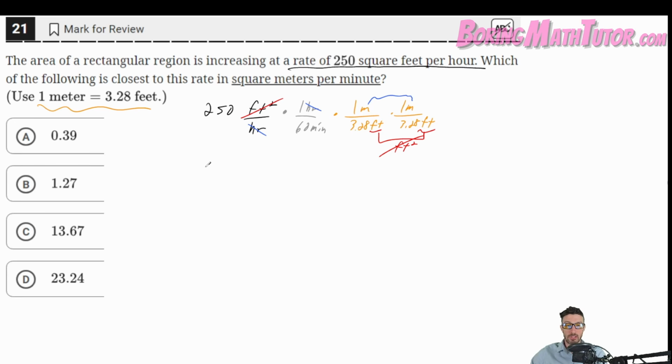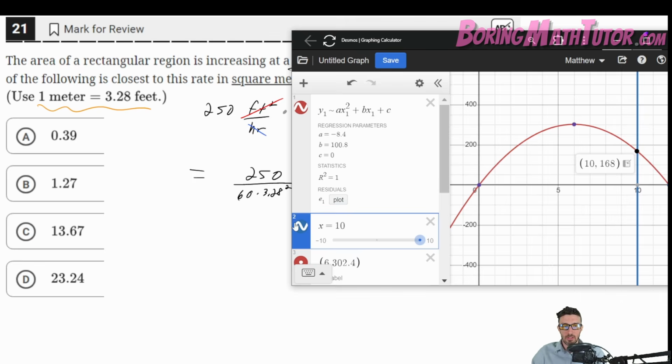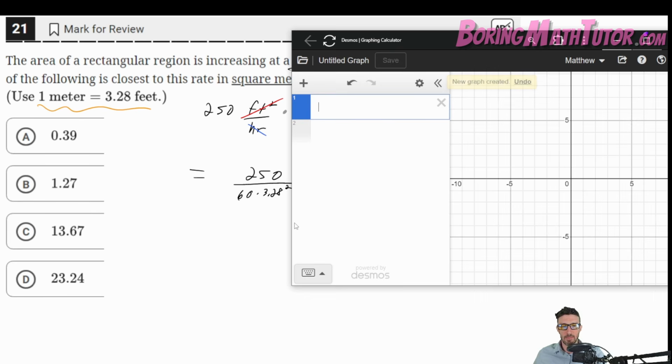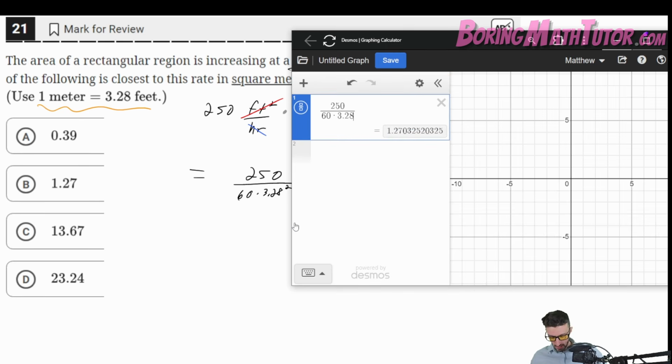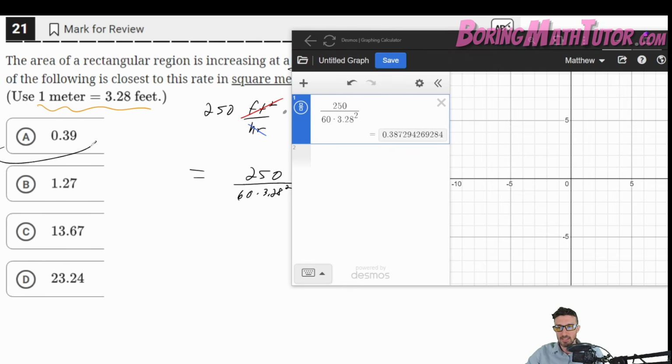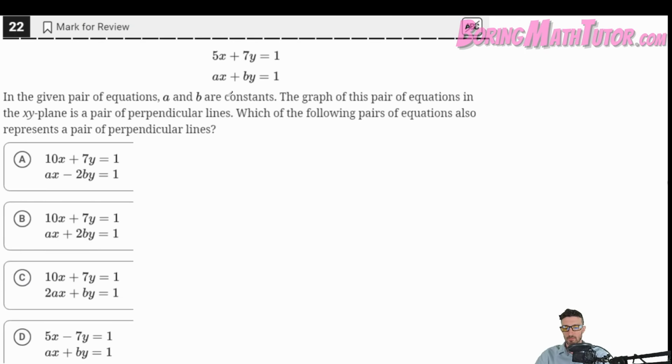So at this point, I just have to write what's left. It's 250 times 1, which is 250, and on the bottom, it's 60 times 3.28 squared. So that's it. All I have to do now is type that in, and I'll be on my way to the very last problem of this practice test. A sad day indeed.